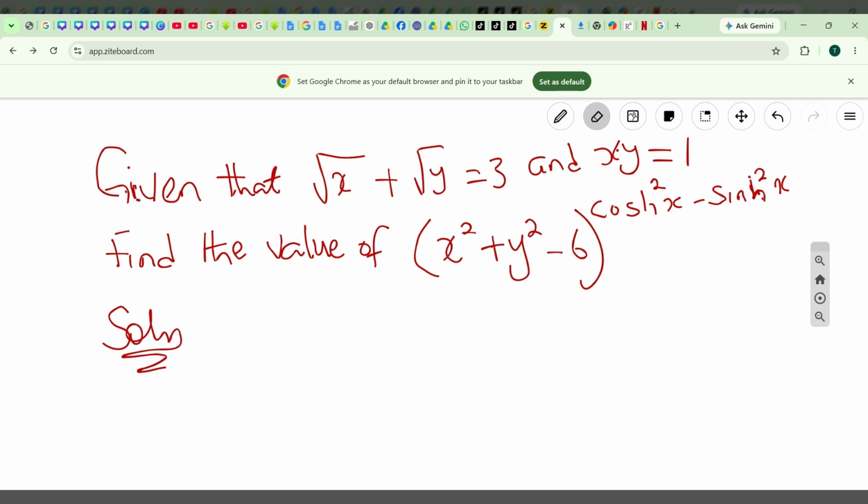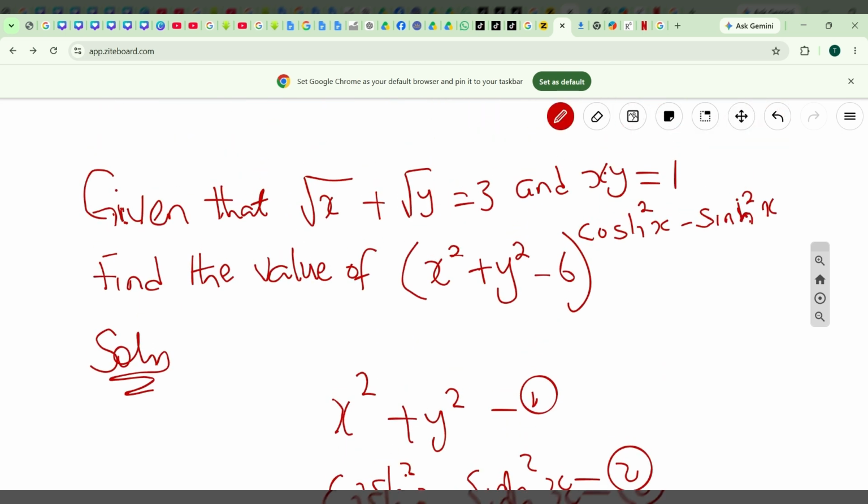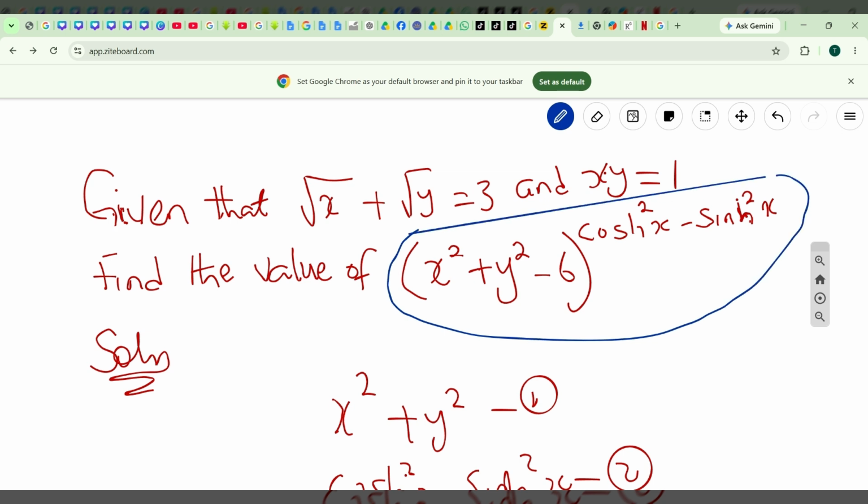So this is a pretty straightforward, simple question. First of all, we need to find what x squared plus y squared is. That's one. And the second thing we need to find is what cos square x minus sine square x is. Once we get these two things, we'll just plug them into this expression, and then our question will be solved.